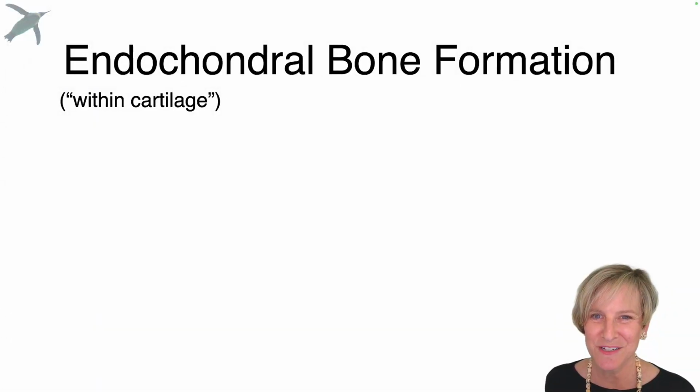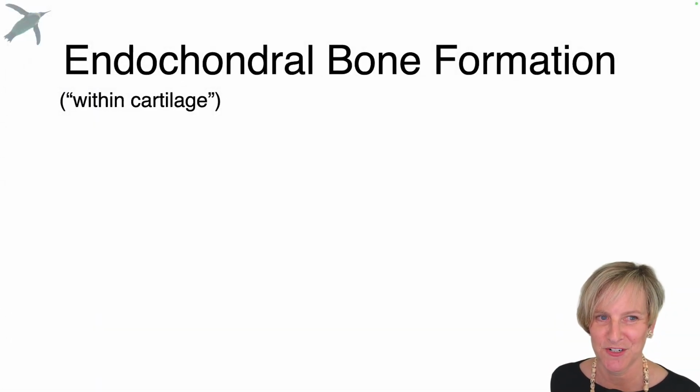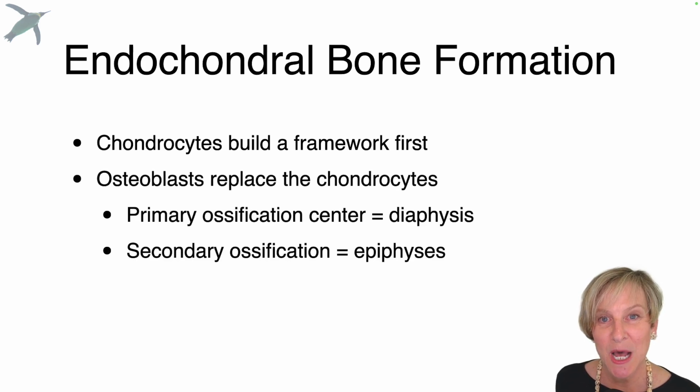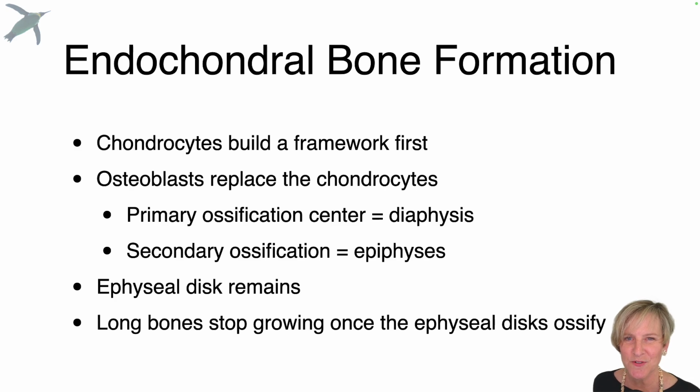The rest of the skeleton forms via endochondral bone formation. Literally, it means inside cartilage. And basically, it's bone that forms from a cartilaginous framework. So chondrocytes, these are cartilage cells, they build the framework first. And then osteoblasts come in and replace the chondrocytes. And this happens in two different areas of long bones called ossification centers. Because of the way the bone forms, there's going to be a line where the primary and secondary ossification centers meet. And when you look at an X-ray, you can see if a bone has finished growing.